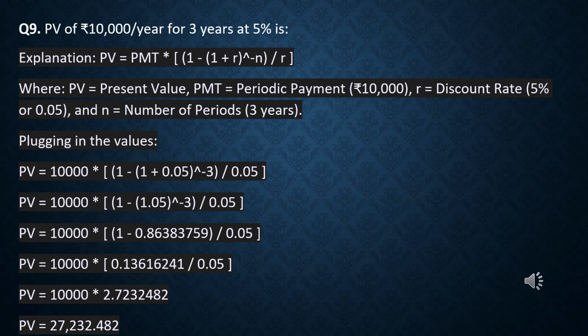Here is the explanation for the problem. PV equals PMT, the periodic payment, into (1 minus (1 plus r) whole to the power of minus n) divided by r. So substitute all the values, then we will get the answer 27,232.